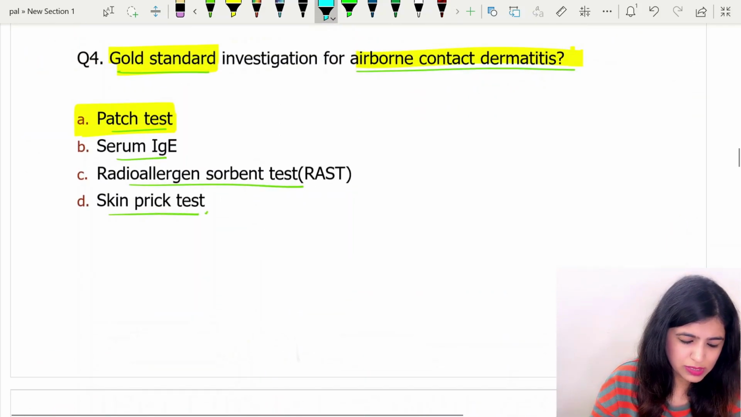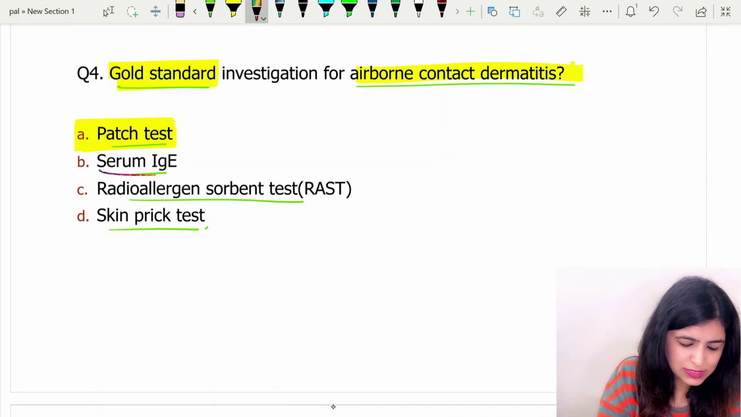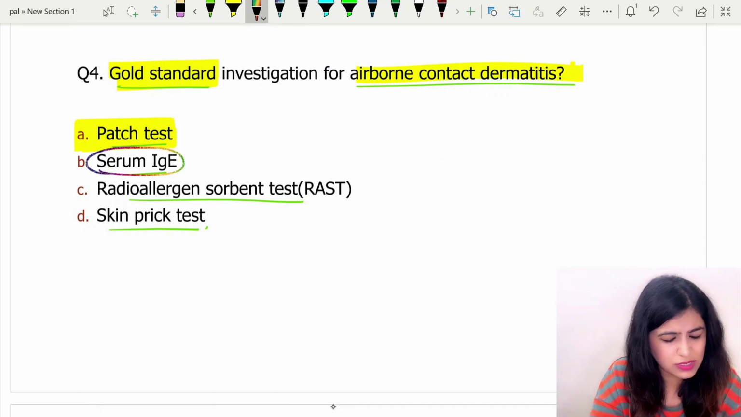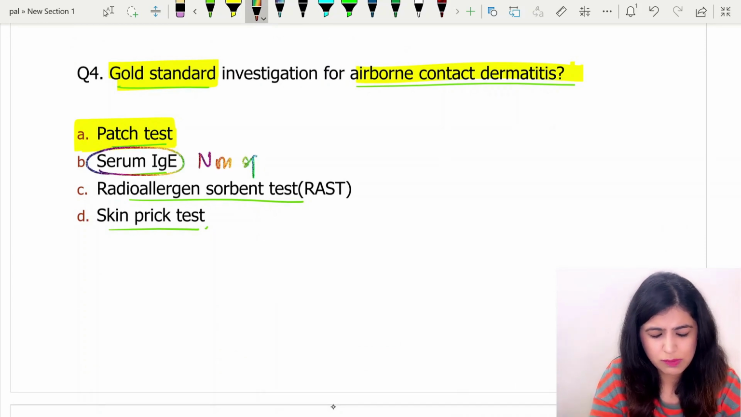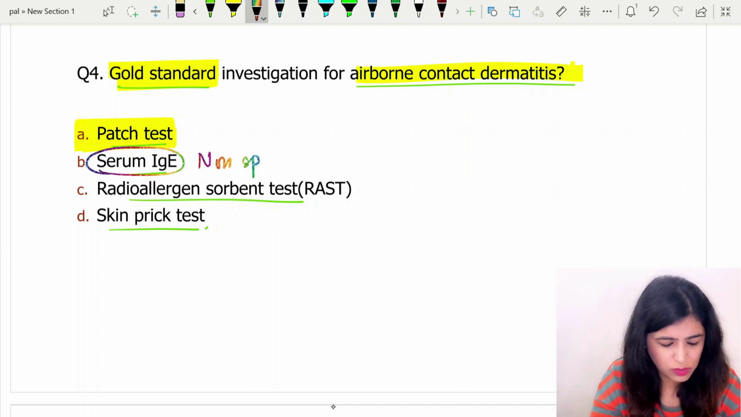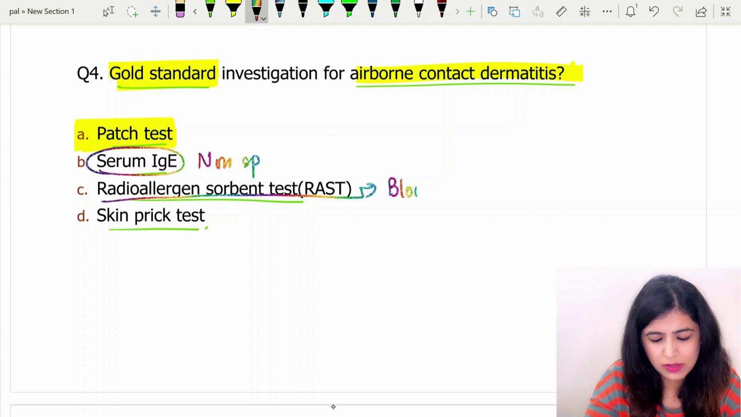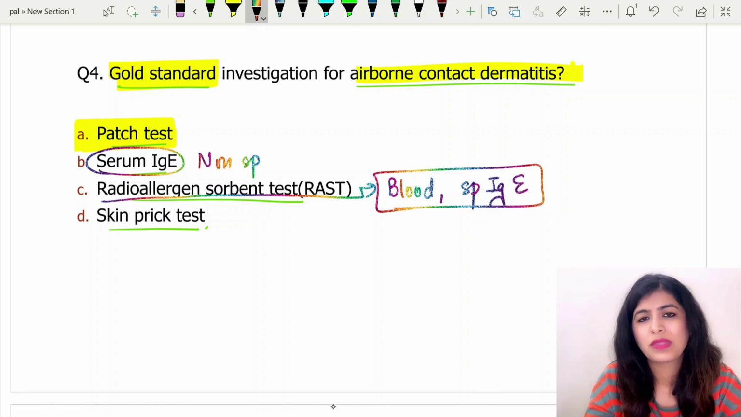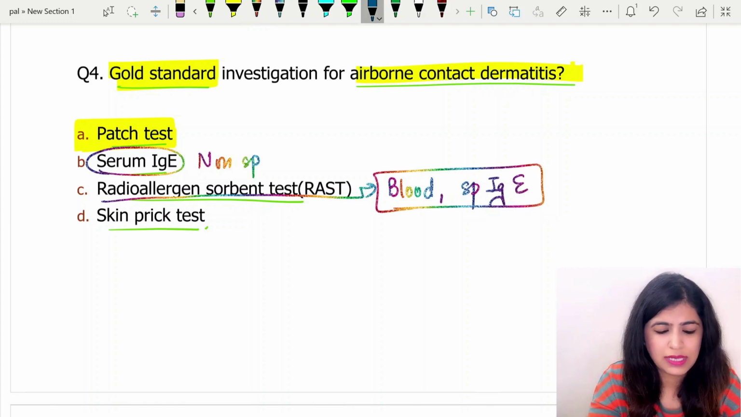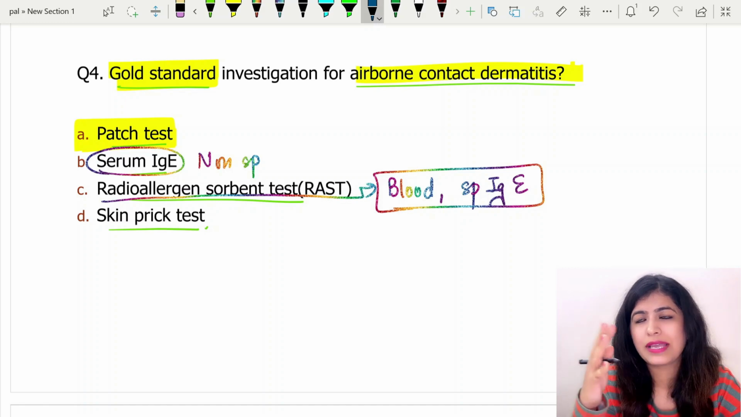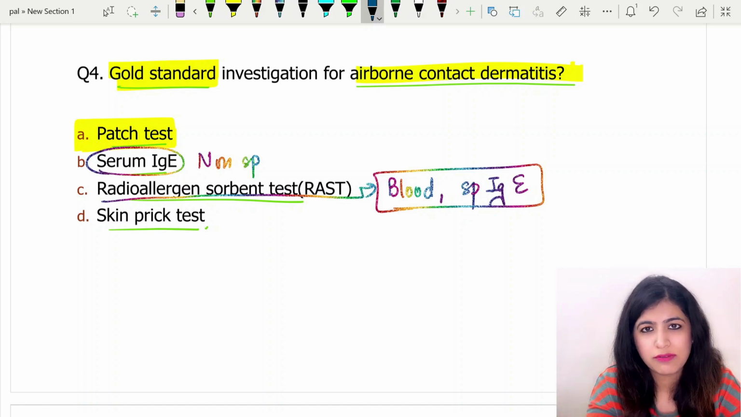What were the other options here? The other options were serum IgE. Yes, serum IgE may be increased in allergic diseases, but it is very non-specific. You cannot use it to make a diagnosis. Radioallergen sorbent assay is also a blood-based test which measures specific IgE levels to different antigens. Even though it may show you a list of 1000 antigens, you are reactive to 100 antigens, but you still cannot make a specific diagnosis based on RAST.